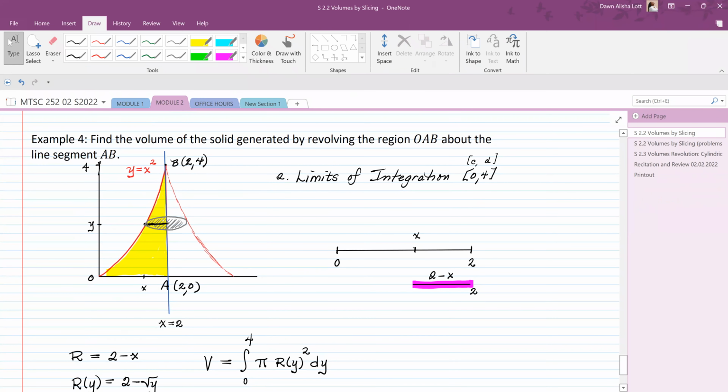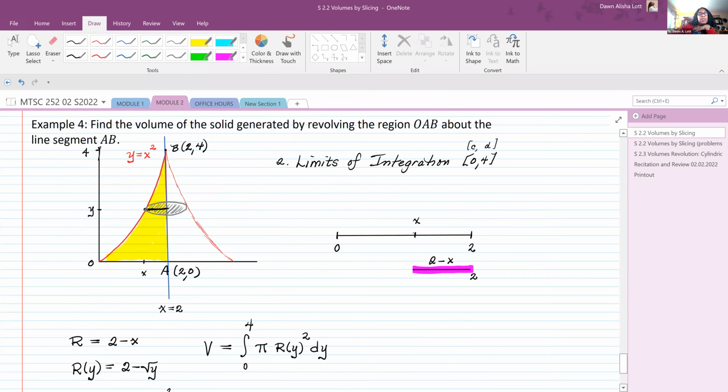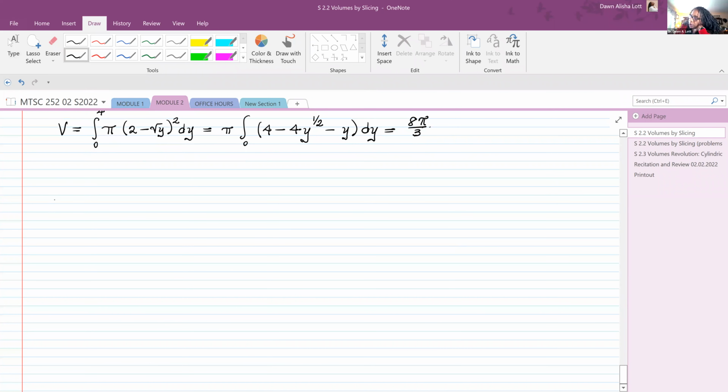Why are the limits of integration considered C and D now instead of A and B? Oh, because we just normally write the integrals like that. If it's in the x direction, we write V is equal to the integral from a to b of A of x dx. And if it's in the y direction, we usually write c and d because that's what we write. This would be A of y dy. Okay, yeah.